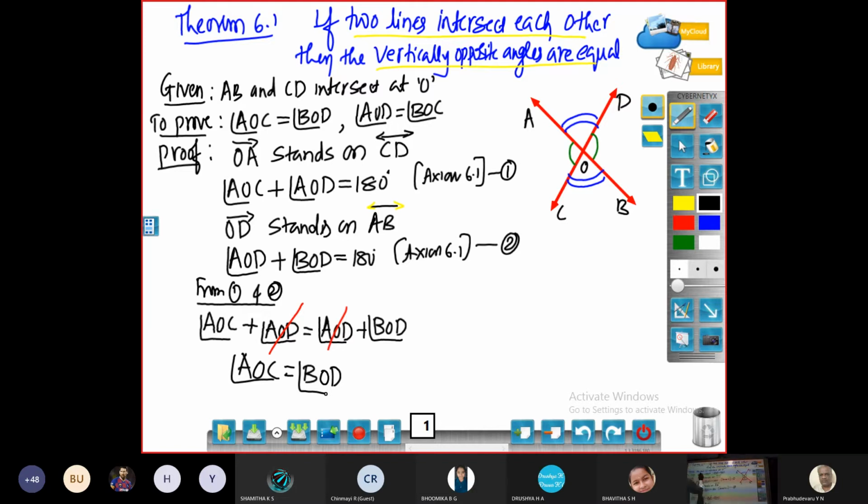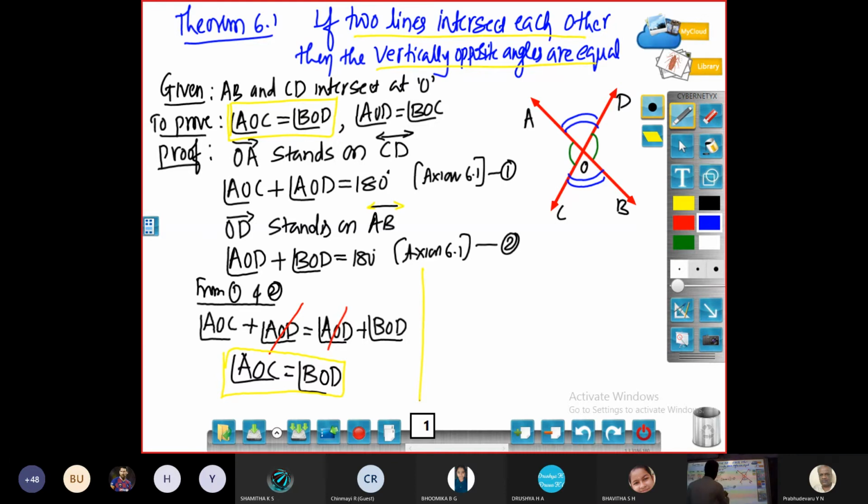We have proved that one pair of angles, AOC and BOD, are equal. The first one is over. Is it clear? Yes, sir. Now similarly, I have to prove that AOD is equal to BOC. I write here with another color. I want to prove that AOD is equal to BOC.